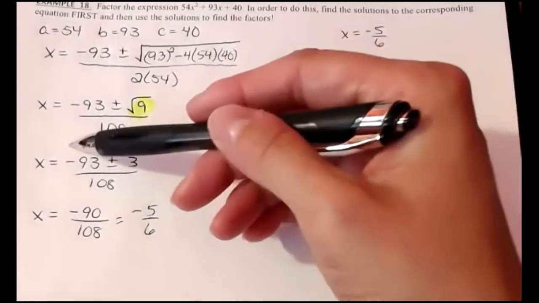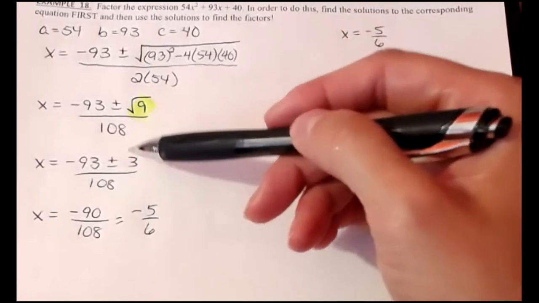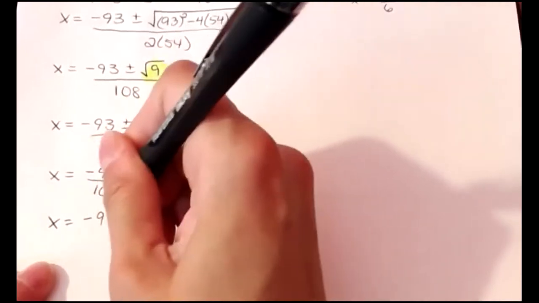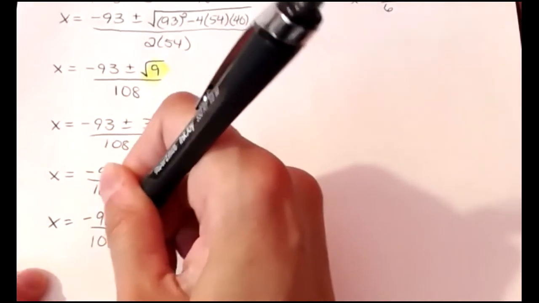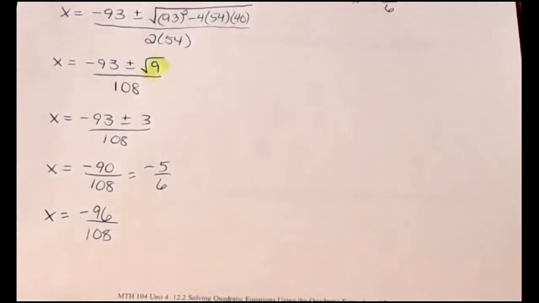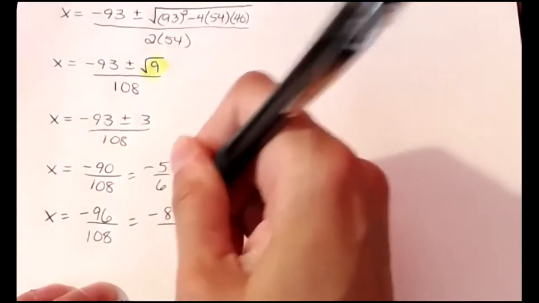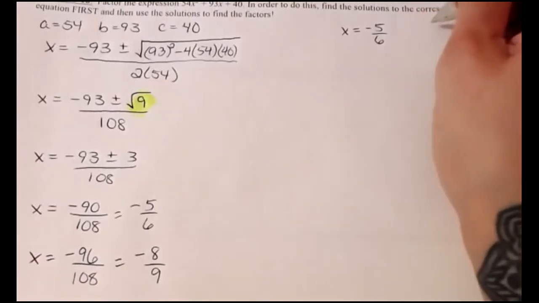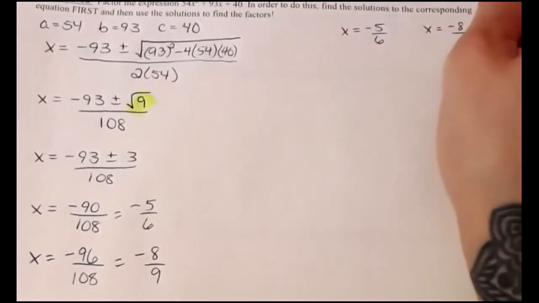I also have negative 93 minus 3 over 108. So negative 93 minus 3 is negative 96 over 108. So if I punch this in, 96 divided by 108, that's going to give me negative 8/9. So there's my second solution. X is equal to negative 8/9.